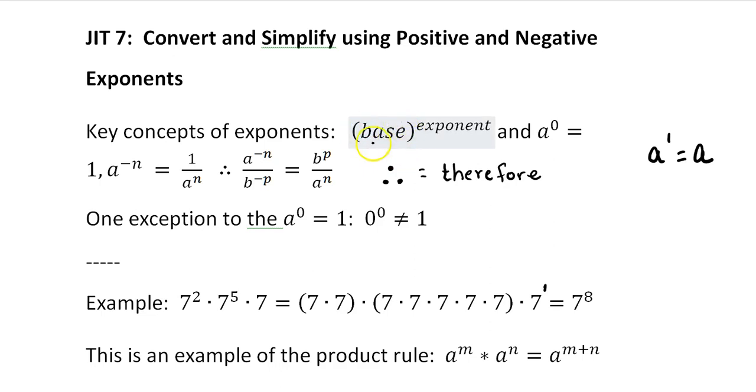This piece is known as a base. And the exponent is a number that tells us how many times we multiply the base times itself. So if I have a value of 2 to the third, right? This is the same as saying 2 times 2 times 2, which is going to get me 8.